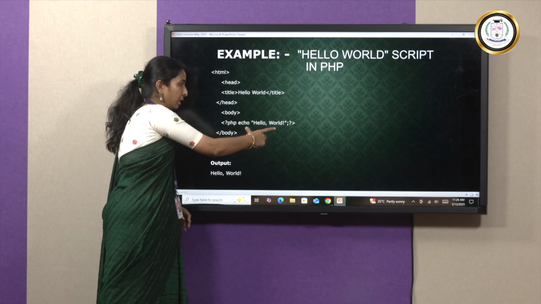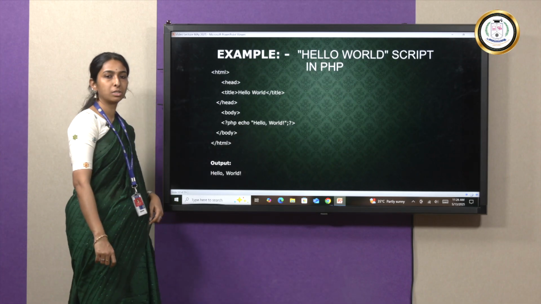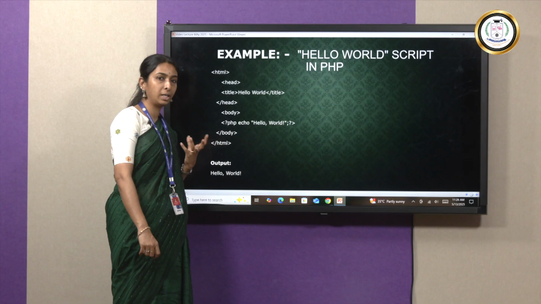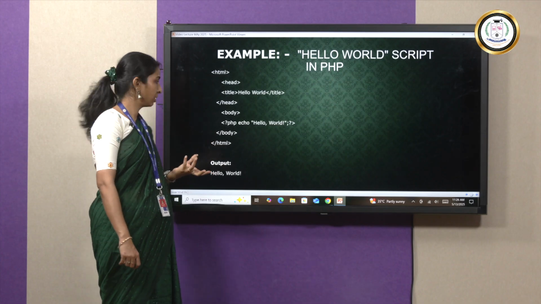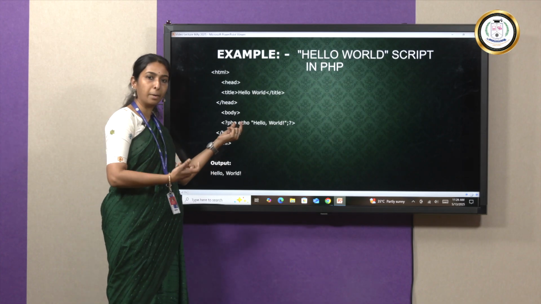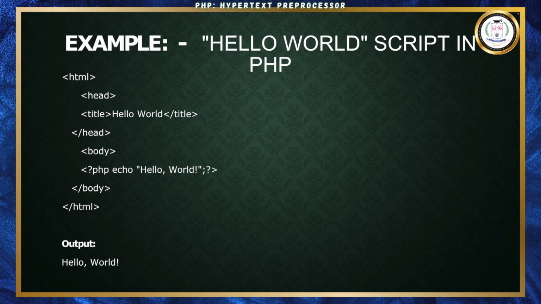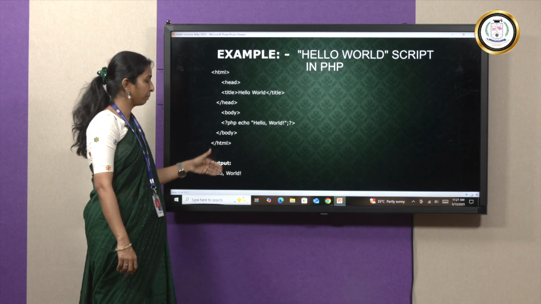So echo is a statement in PHP which is used for displaying or printing something on your web page. Either we can use echo or print. Echo followed by the double quote, whatever you write inside the double quote will be displayed on your web page. So here is a simple PHP program.